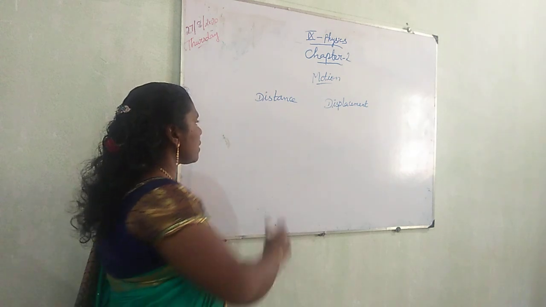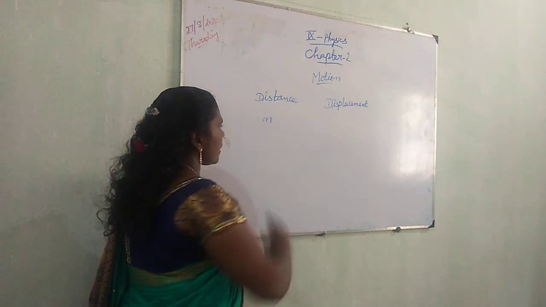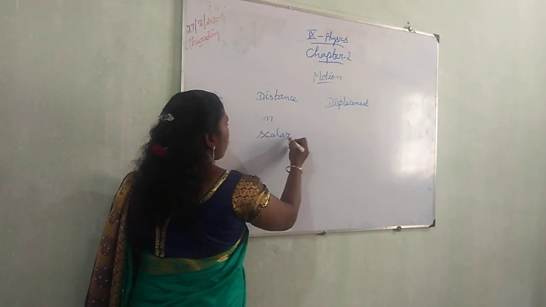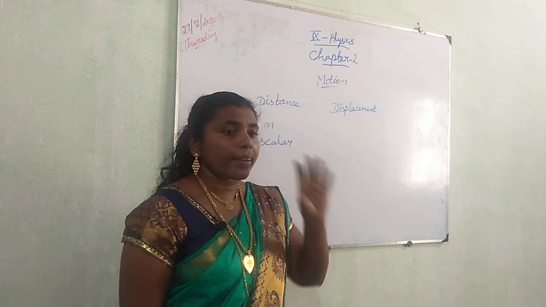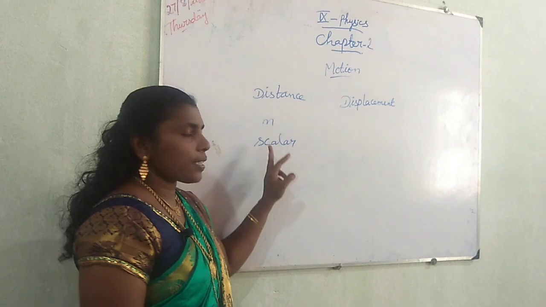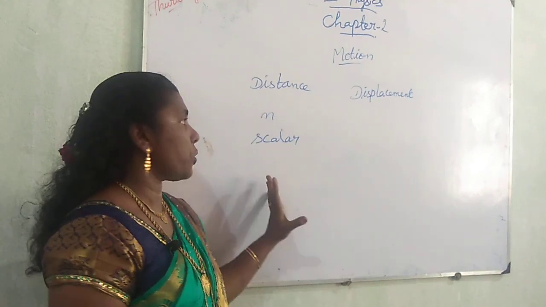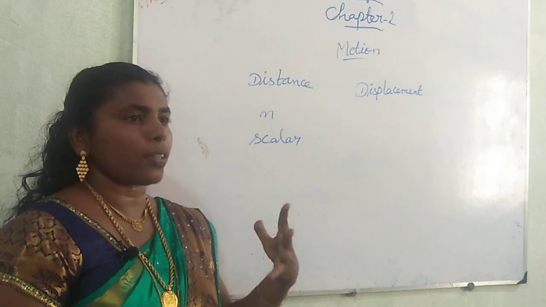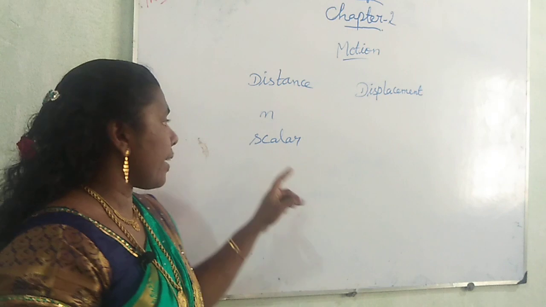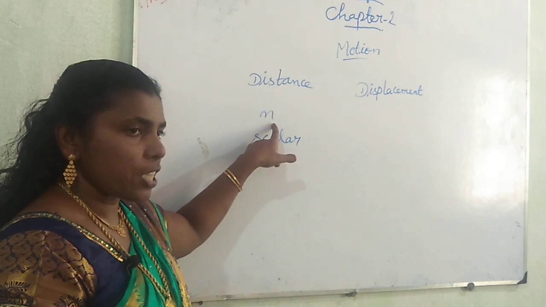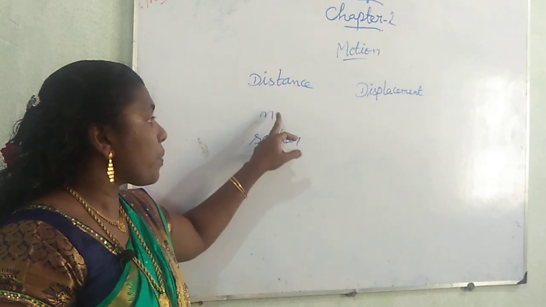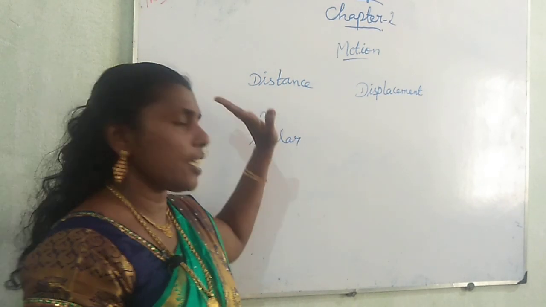The unit of distance is meter. The distance is a scalar quantity. What is a scalar quantity? Only magnitude is there, direction is not mentioned. So scalar quantity means only magnitude. Distance is the actual path, irrespective of the direction. So the unit of distance is meter, and distance is a scalar quantity.